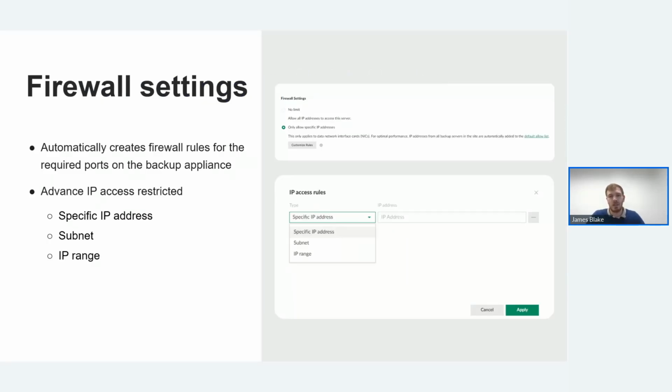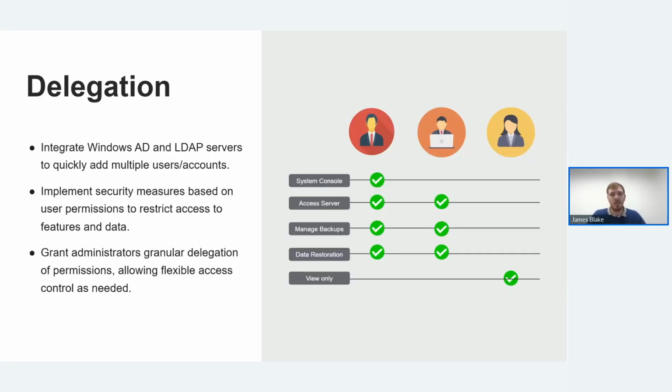Lastly, the physical security, starting with firewall settings. Active Protect uses a default allow list that permits only necessary ports. For additional security, you can customize IP allow lists to control access to specific Active Protect appliances. After setting up user authentication, you can assign permissions to control each user's access level according to their tasks. Active Protect uses granular permission delegation based on the principle of least privilege, and this ensures users can only access what they need for their work, enhancing security while maintaining operational flexibility.